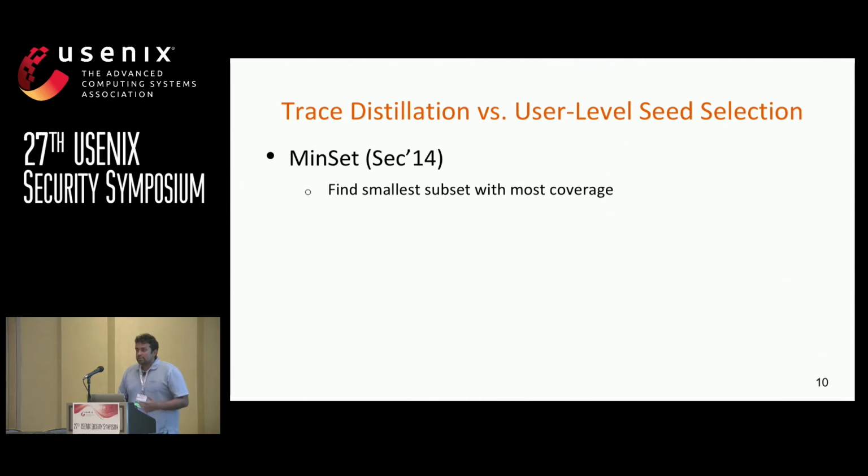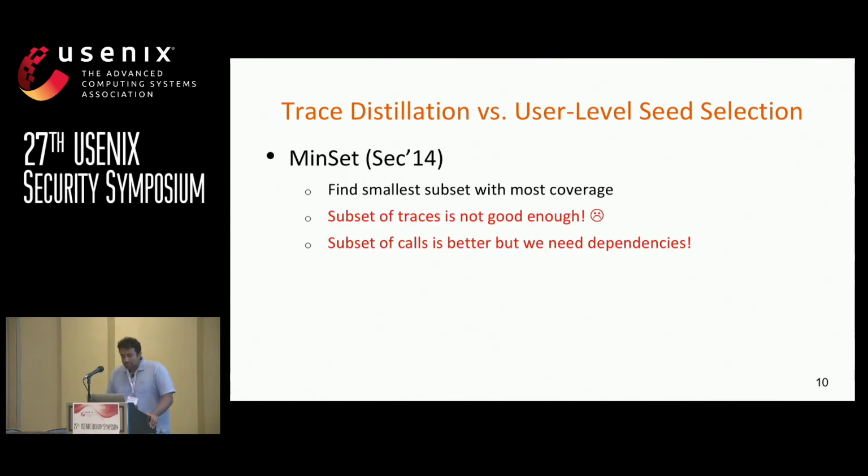So most of these strategies are some variations of this min-set algorithm. Min-set takes a large collection of inputs and then uses a greedy heuristic to find the smallest subset that achieves the same code coverage on the target application as the original set. This subset is then directly used as seeds for the fuzzer. So how could we use min-set to do trace distillation? There are two obvious possibilities.